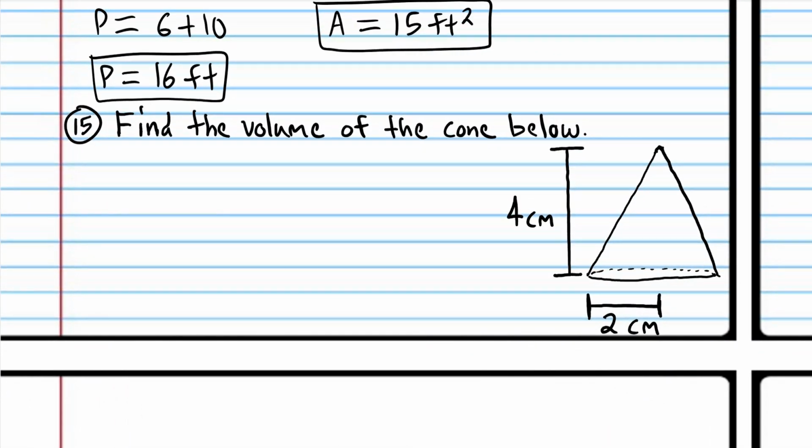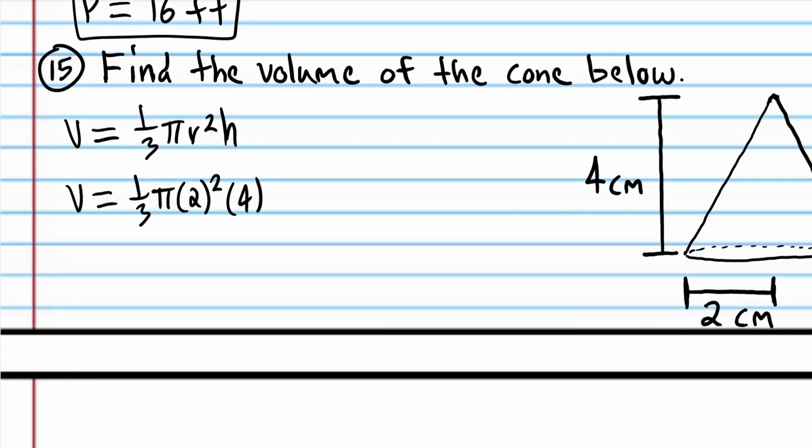So we have a cone. So the volume is equal to 1/3 pi r squared times the height. The radius is 2, and the height is 4. So all we have to do is simplify. You know, we might have to go to the right because we're kind of out of room. 2 squared is 4. Remember, do the exponents first.